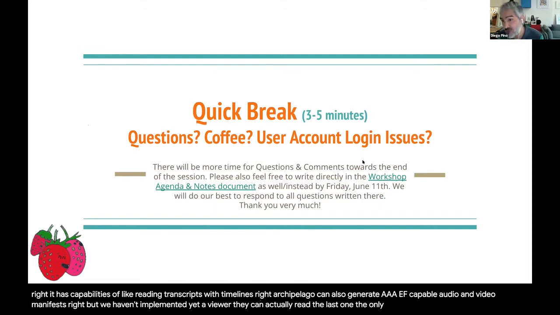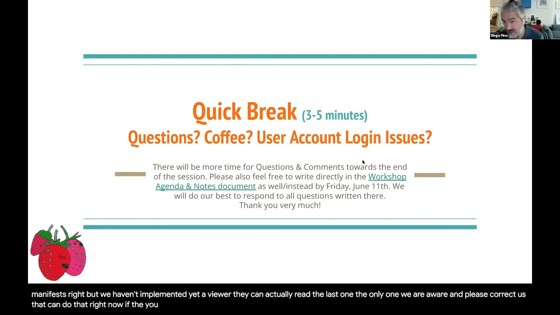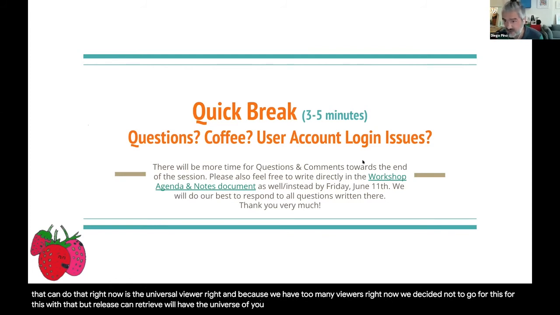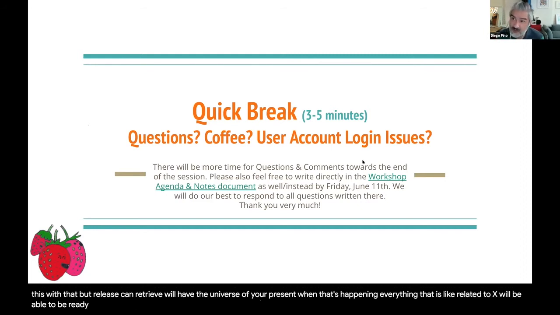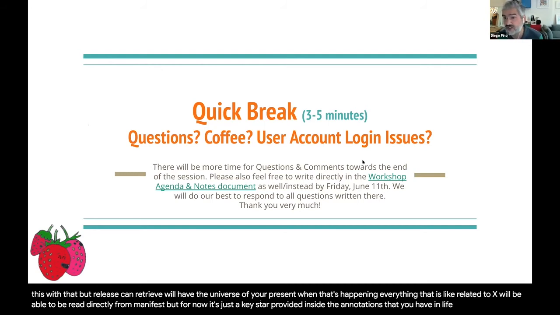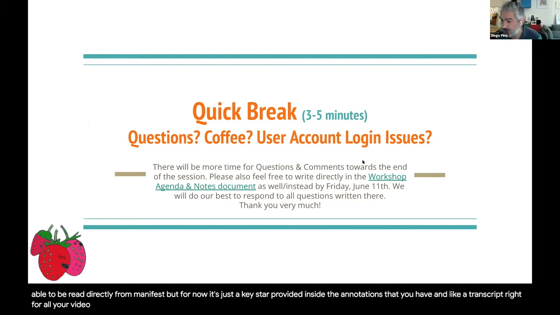The only one we are aware of, and please correct us, that can do that right now is the Universal Viewer. Because we have too many viewers right now, we decided not to go for that with this release, but release candidate 3 will have the Universal Viewer present. When that happens, everything related to times will be readable directly from a manifest. For now, it's just the keys provided inside the annotations that you have in a transcript, for audio and video.